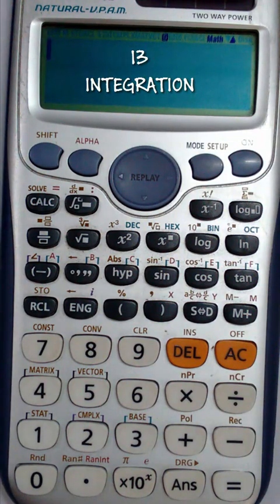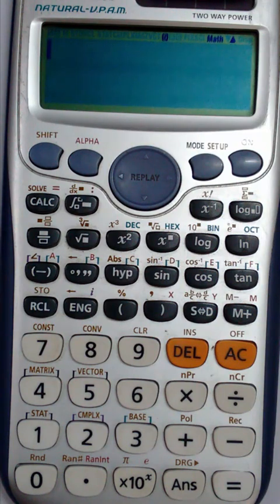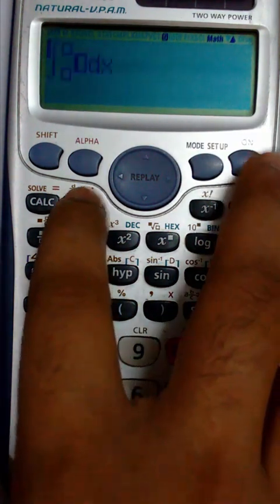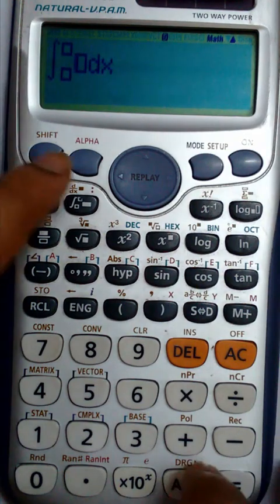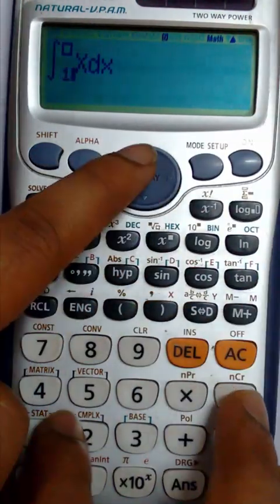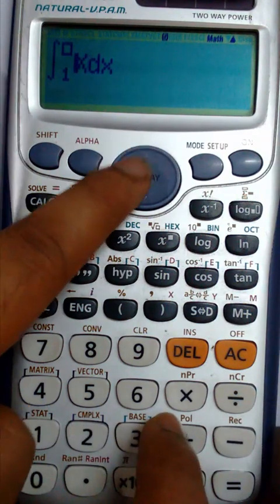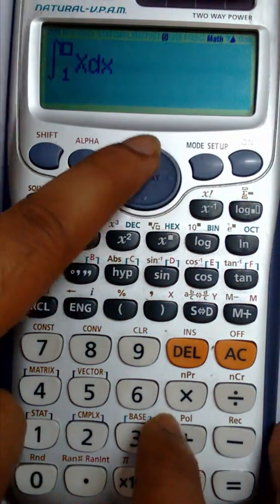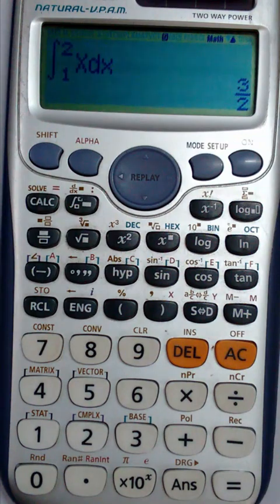Next technique is for the integration calculation. Be careful while calculating this integration. Suppose I want to calculate this result where dx is there, so I have to use this dx, which is varying from 1 to 2. Then I got this result 3 by 2, that is 1.5.